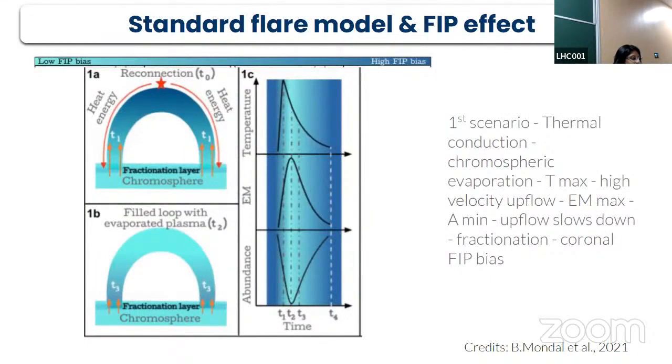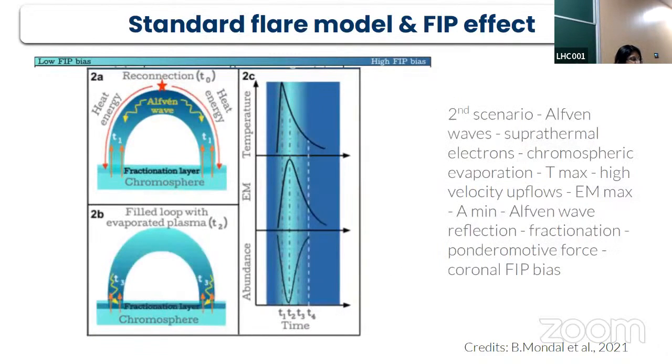The first scenario says that the heat energy that is released during magnetic reconnection travels down to the chromosphere and causes the material here to evaporate, which is the chromospheric evaporation. This is when the temperature peak is reached. Then the evaporated plasma quickly fills the coronal region, which is when we see the emission measure peak. And then when the flow slows down, the plasma gets enough time in the fractionation layer to undergo fractionation, and then quickly recovers back the coronal FIP bias.